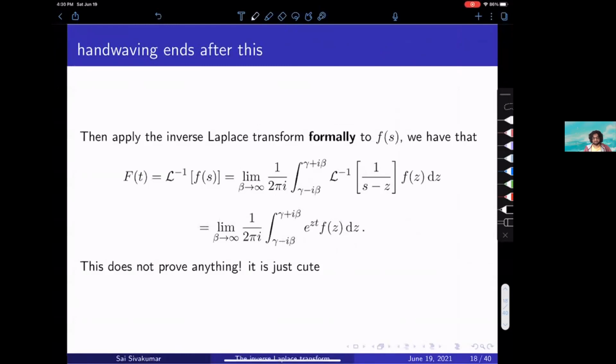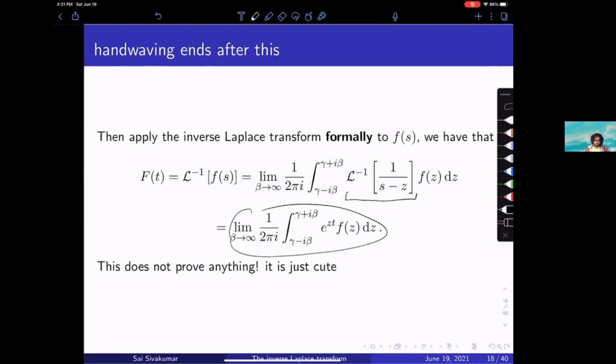This is just kind of for fun. This is not actually, again, this is not legit. You just do it just because it's cool. But remember from your table that the Laplace transform of 1 over s minus z is just e to the zt, which is cool. But this is actually the inversion integral by itself, which is nice.